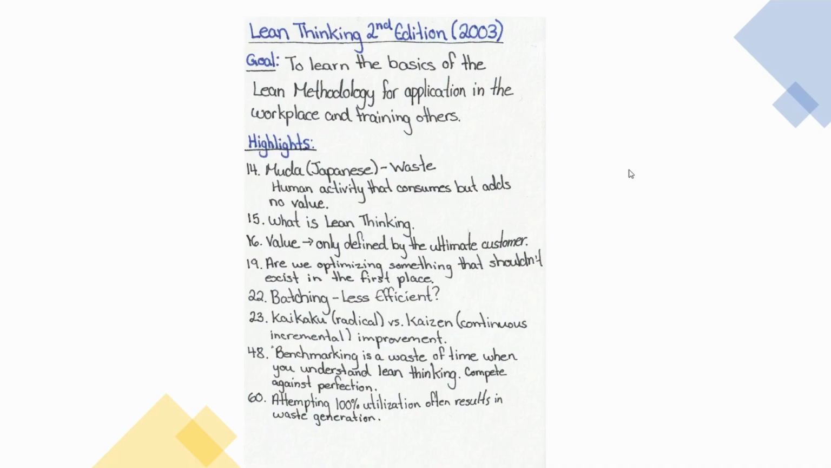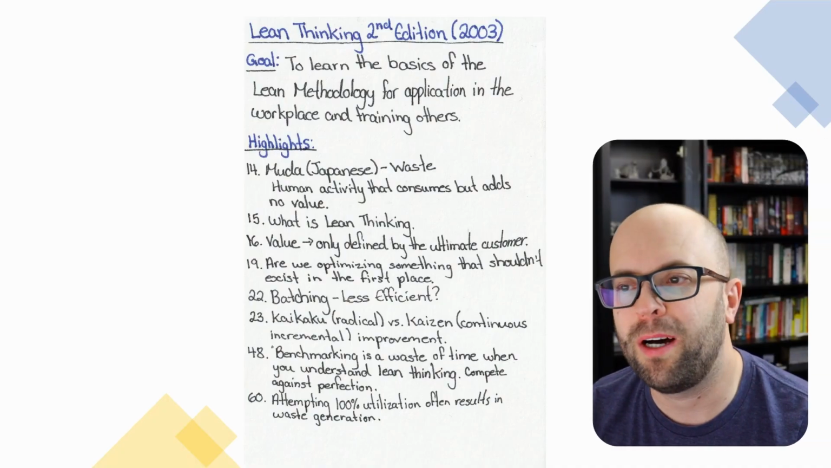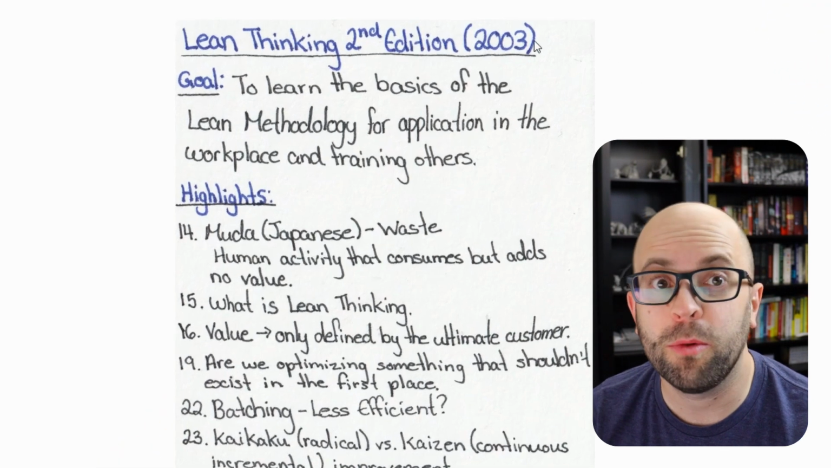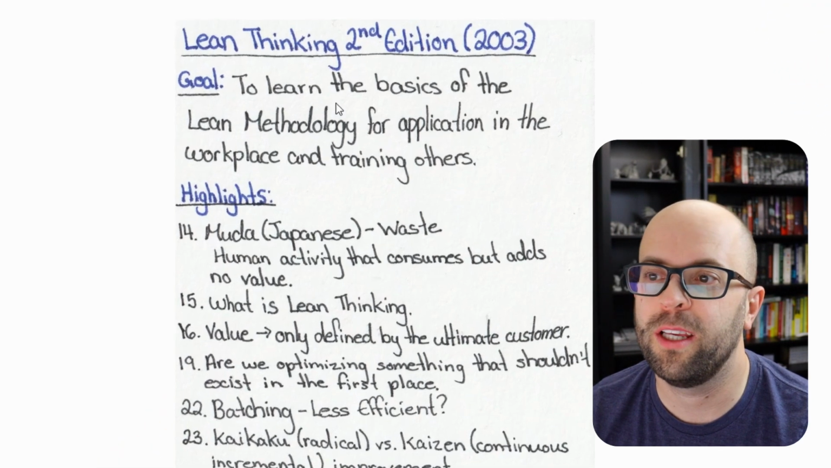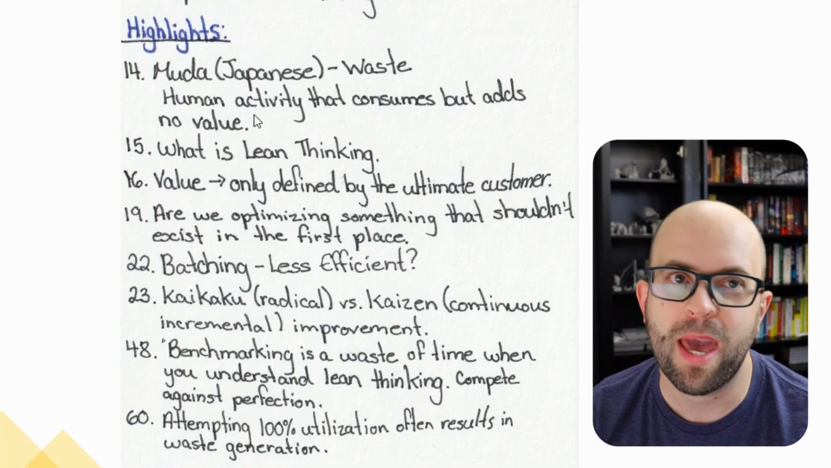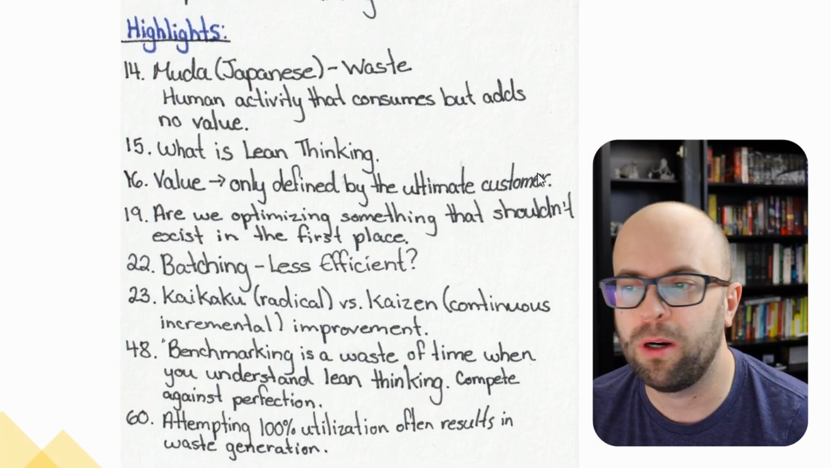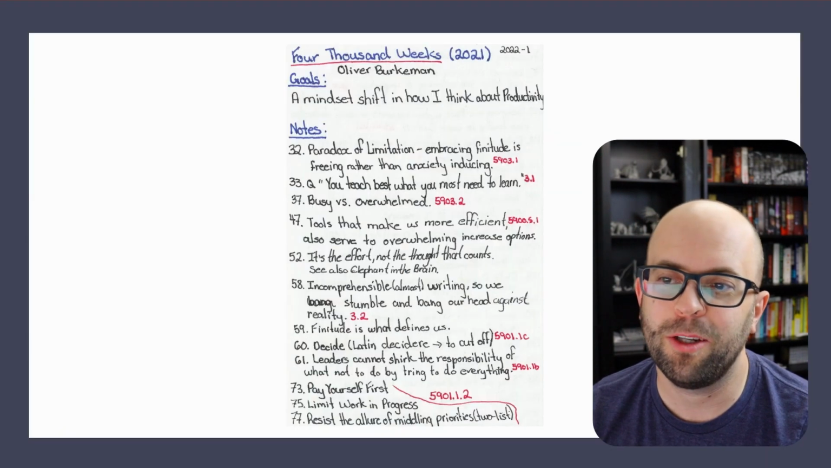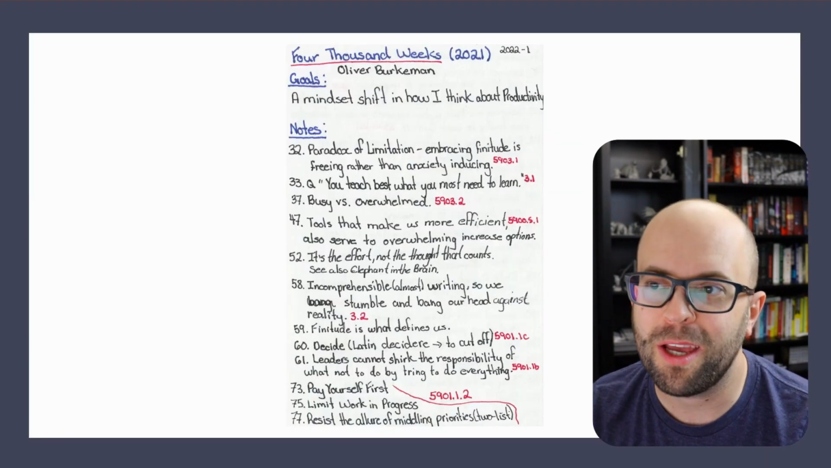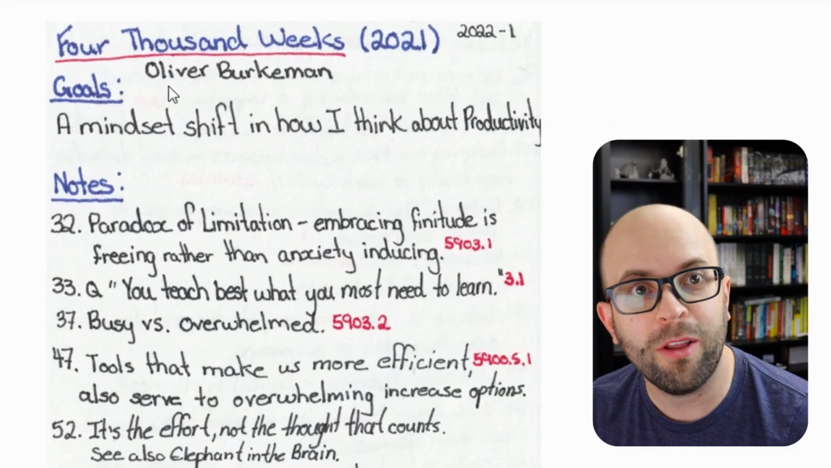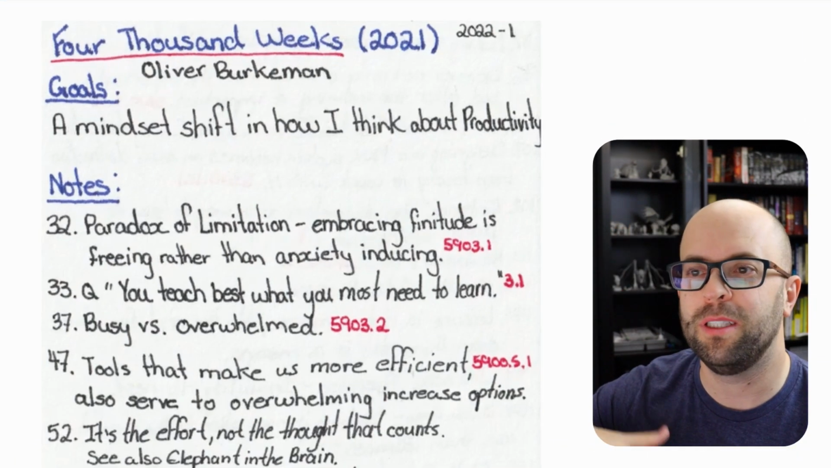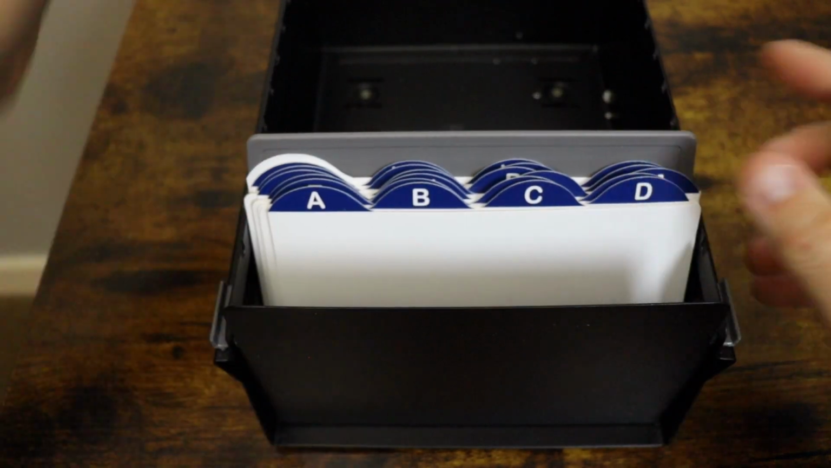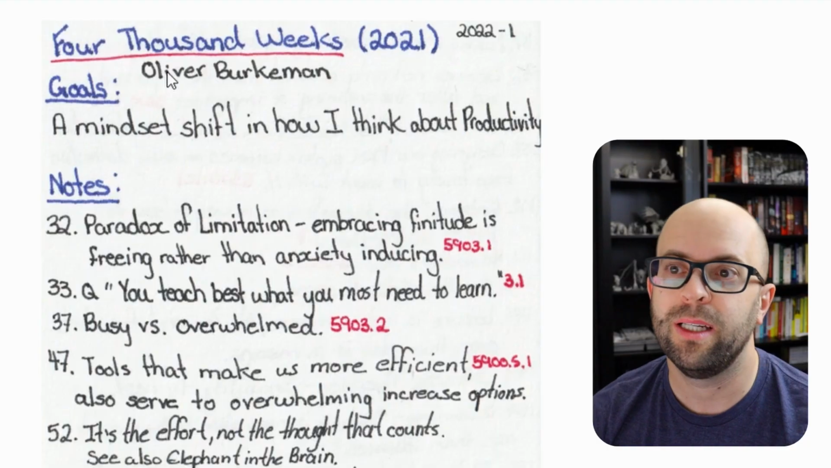So here you can see an example of what my reference notes used to look like. I would have the title and the year the book was published at the top, my goal for reading, and then my highlights with the page reference number here on the side. Then what I started doing was adding a little bits and bobs here and there. I included the author's name because that's how I'm going to be storing the cards within my system, based on the name of the author rather than the name of the book itself.